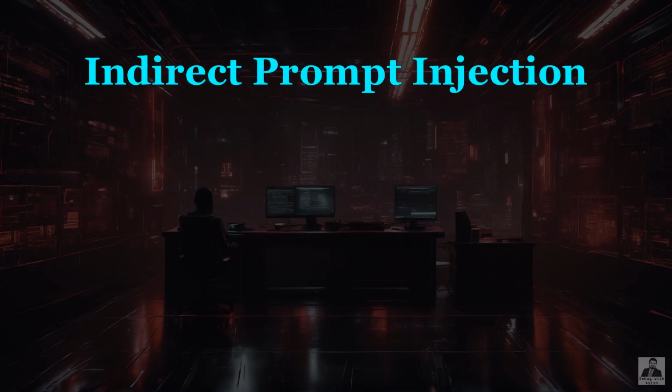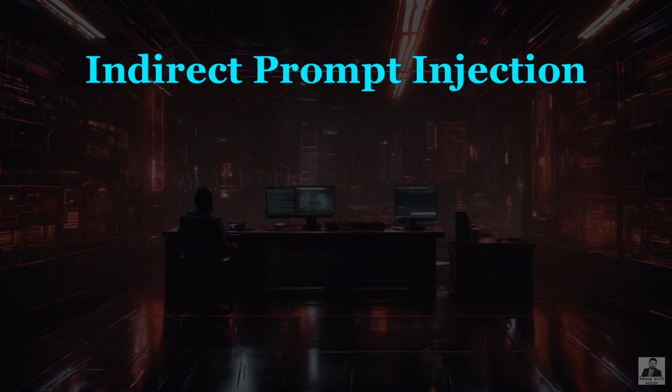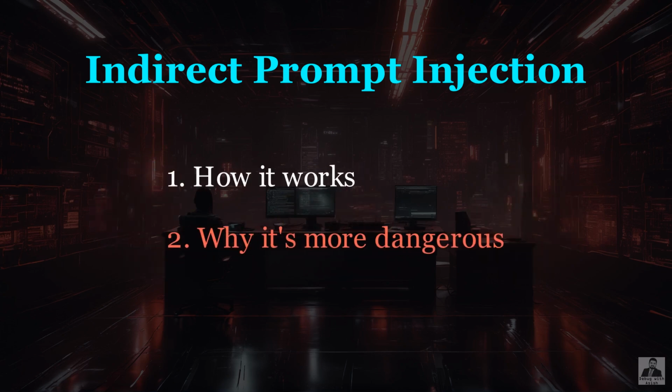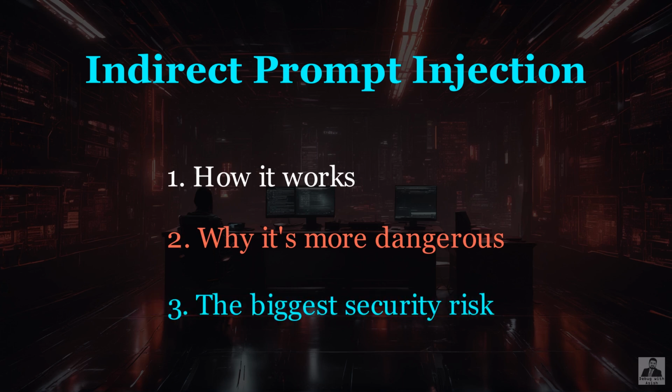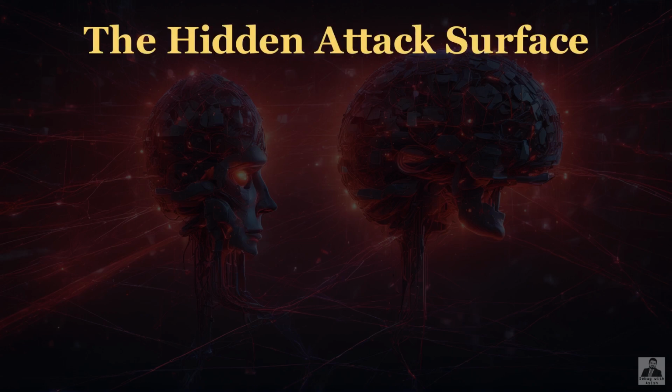And unlike direct attacks, this one scales silently across the web, documents, and emails. Today, we'll break down how it works, why it's more dangerous, and why it's becoming the biggest security risk for AI agents. The key difference here is the attack surface.